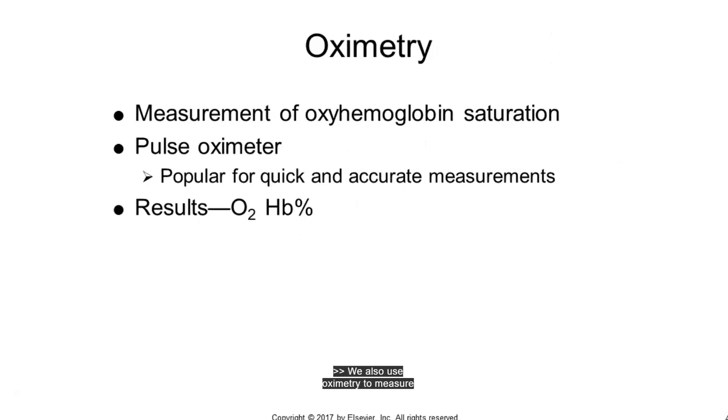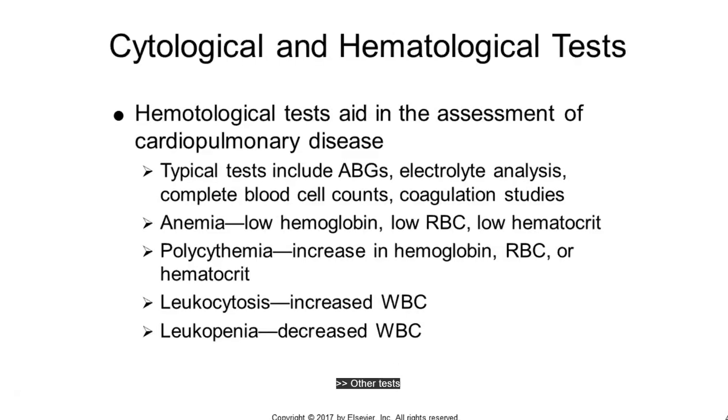We also use oximetry to measure the affinity of oxygen for hemoglobin. It can also be used to measure dyshemoglobins, such as carboxyhemoglobin, which is increased in smokers, and methemoglobin, which may be increased with inhaled nitric oxide, a potent vasodilator used in pulmonary hypertension, and with certain medications such as nitroprusside, dapsone, benzocaine, and lidocaine. Other tests respiratory therapists may find helpful in assessing their patients are electrolytes, complete blood counts or CBCs, and coagulation studies.